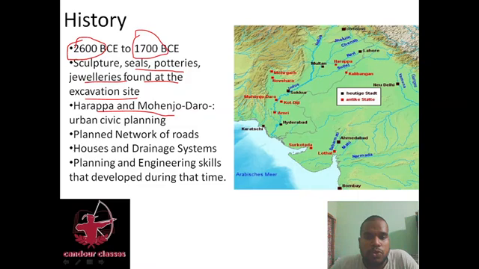Planned network of roads. Okay, roads are always in a planned mode. I mean, they are building roads and the drainage systems are quite urban oriented. Then houses and drainage systems, yes, houses and drainage systems will be there because they were an urban civic society. Okay, then planning and engineering skills developed during that time. Okay, that time they have developed planning and engineering skills also.